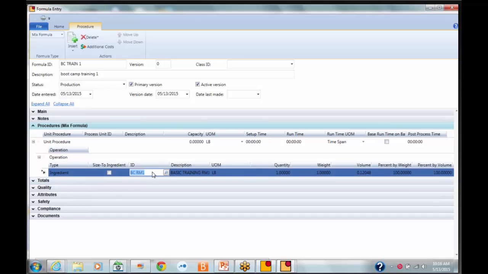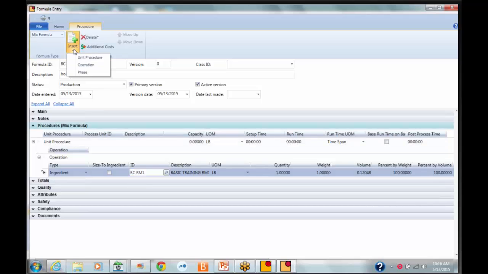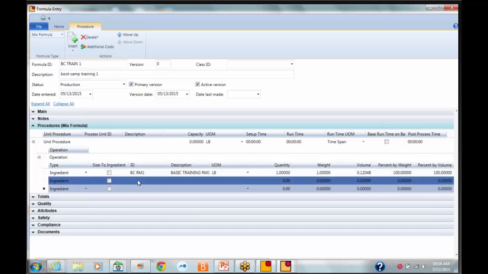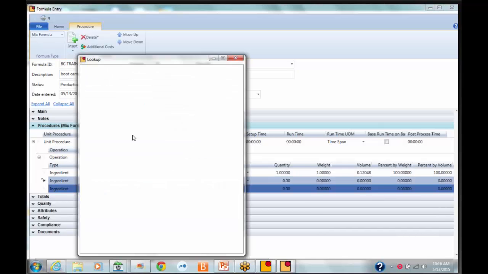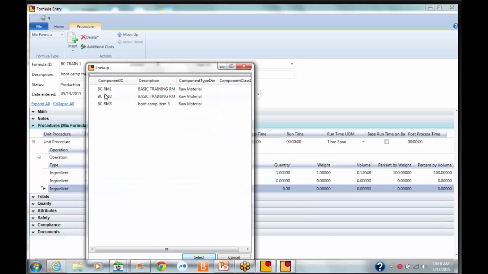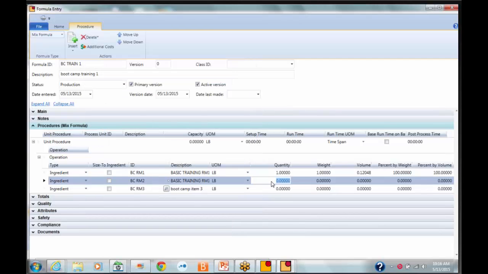To insert additional lines, look at the ribbon, insert and phase. All right, I'm going to come back and deal with unit, procedure, and operation in a minute. I'm just showing you a very basic formula. BC again. So I at least have 3 raw materials in here.